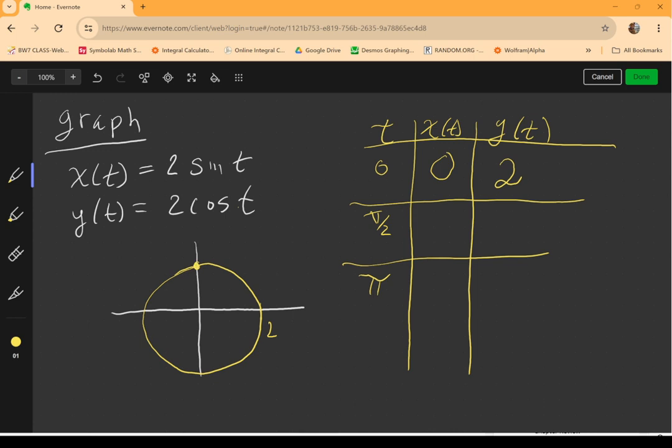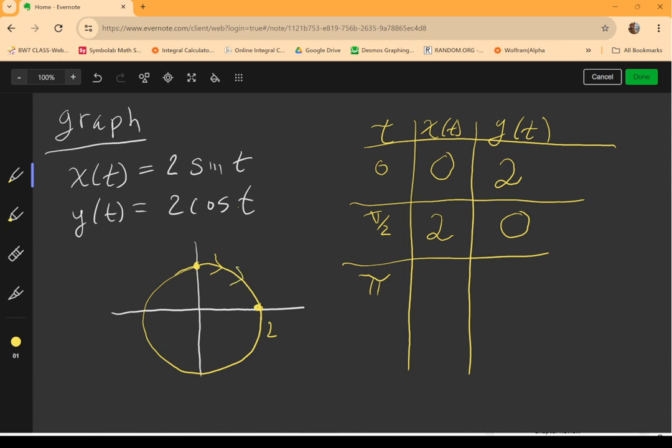Then as t goes from 0 to pi over 2, at pi over 2, sine is 1, so plugging in for x we get 2. But then cosine, excuse me, let's see, is that right? Yes, cosine of pi over 2 is 0, so 2 times 0 is 0. So notice here that we are now down here. It's important to realize what is happening: I start up here, and as t progresses to pi over 2, it goes down in that direction.